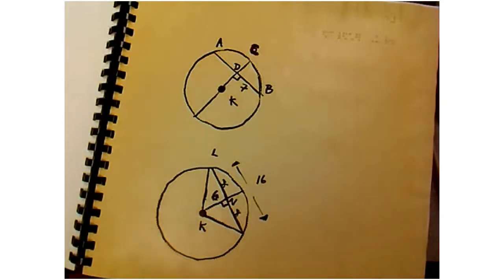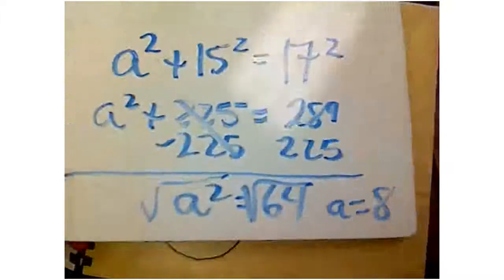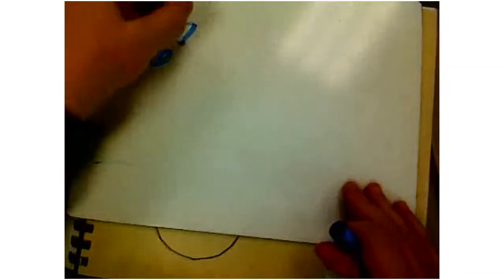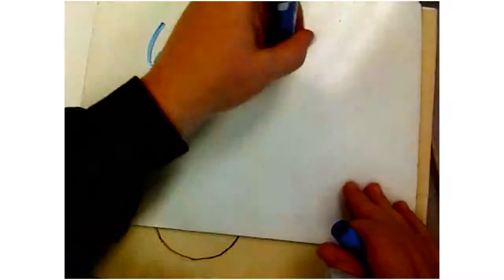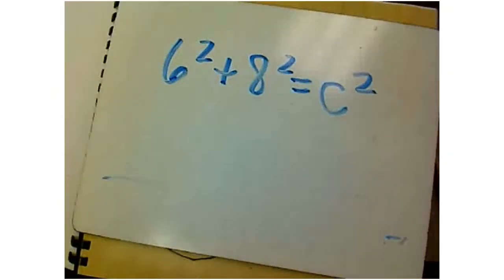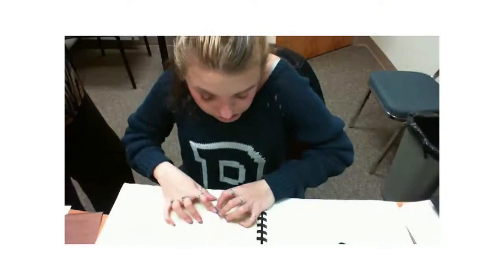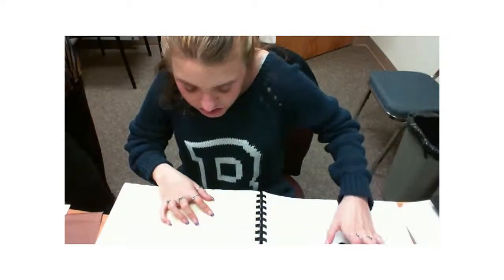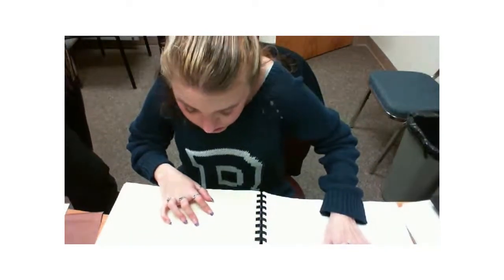So what are we going to do to find the hypotenuse? Pythagorean Theorem. So now we have the legs, don't we? What are the legs? 6 and 8. So we have 6 squared plus 8 squared equals C squared, right? So 6 squared. Let me check. And 8 squared, 64. So add them together.